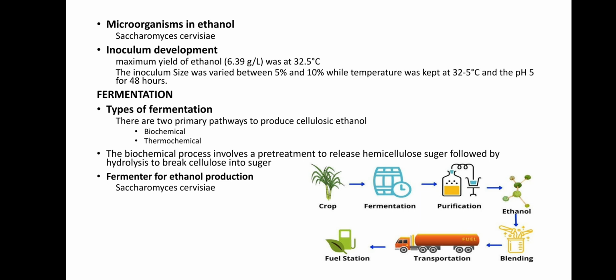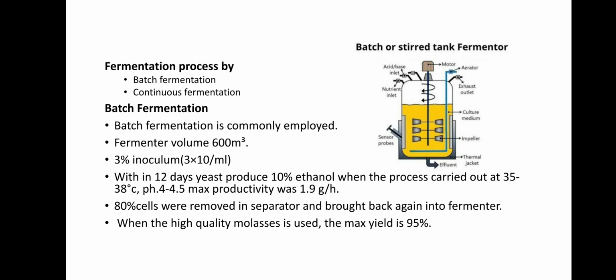The fermentation. There are two main pathways; the primary pathways produce cellulosic ethanol. Those are biochemical and thermochemical. The biochemical process involves a pretreatment to release hemicellulose sugar, followed by hydrolysis to break cellulose into sugar. The fermenter for ethanol production is Saccharomyces cerevisiae. The fermentation process can be carried out by two methods. Those are batch fermentation and continuous fermentation.